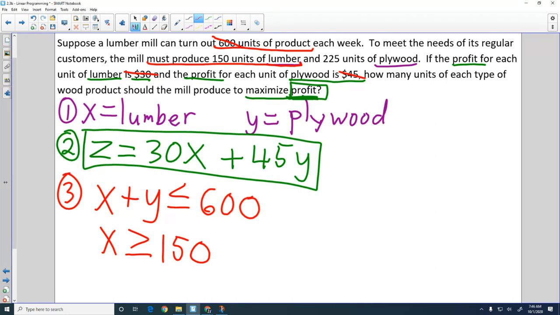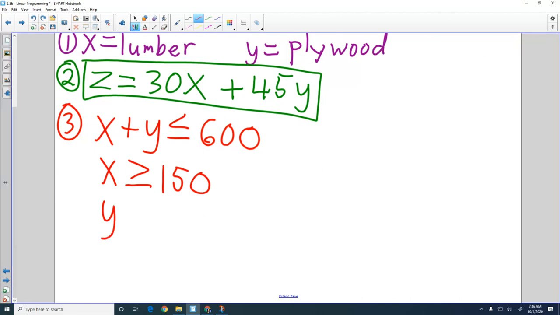And also, we know we're also going to need to produce 225 units of plywood. So what would that inequality look like? What would that constraint be? Awesome. So plywood is Y, and we need to have at least 225. So I'm just going to write Y has to be greater than or equal to 225. So those are our 3 constraints.